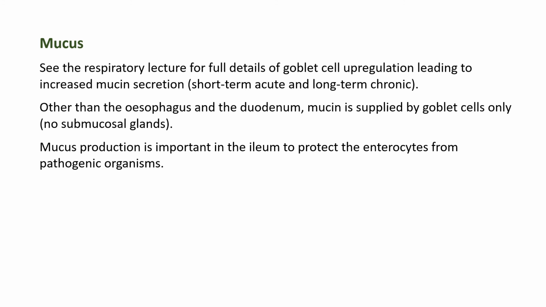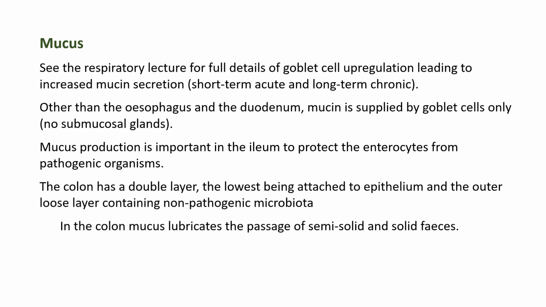As I said, other than the esophagus and the duodenum, mucin is supplied by goblet cells only. In the ileum, mucus is quite important because it protects the enterocytes from pathogenic organisms. Remember those pattern recognition receptors, antimicrobial proteins, etc. The colon, as we said, has a double layer because here what we really want is lubrication. So the lowest layer is attached to the epithelium, and then you get this outer loose layer containing the microbiota, the non-pathogenic commensal organisms that can slide along the top of that.